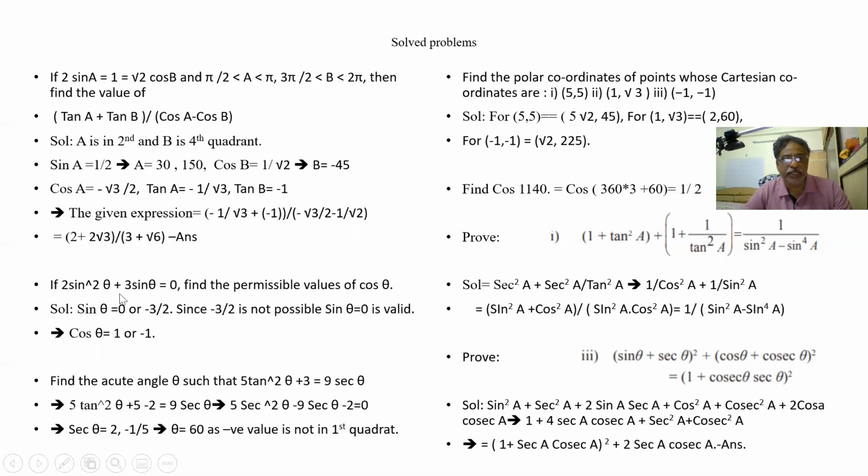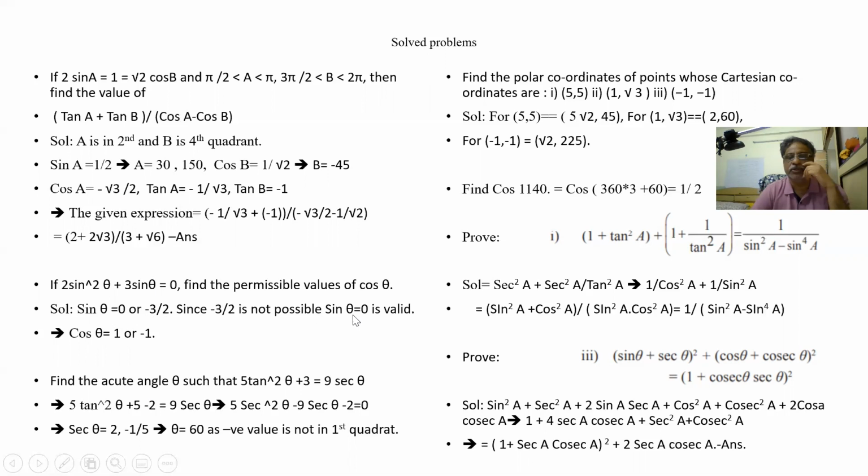Now, 2 sin squared theta plus 3 sin theta is 0. Find the values of theta. So let us take sin theta common. Either sin theta is 0 or 2 sin theta plus 3 is equal to 0, or sin theta is equal to minus 3 by 2. Is minus 3 by 2 possible? It is less than minus 1, so it is not possible. So sin theta is 0.